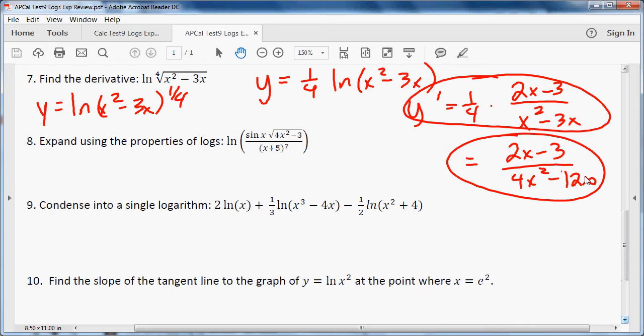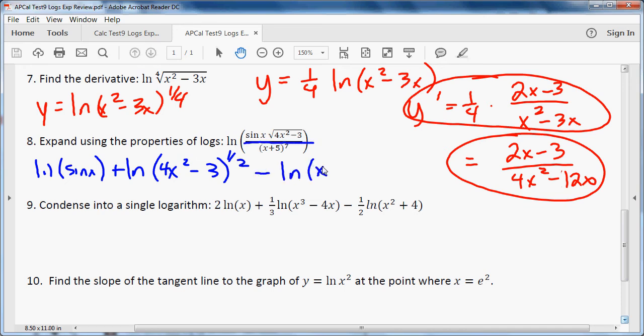Now, in number 8, we're supposed to expand. I would recommend doing this in 2 steps. First, the multiplying that's happening on top can be rewritten as 2 logarithms being added together. And I'm going to go ahead and rewrite that square root as an exponent of 1/2. And then we're dividing the bottom, so we'll subtract the natural log of x plus 5 to the 7th.